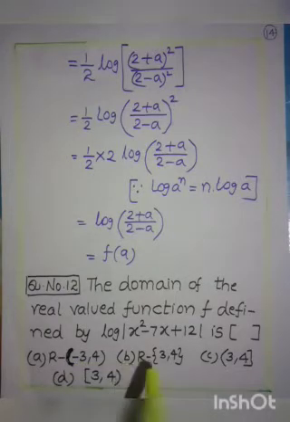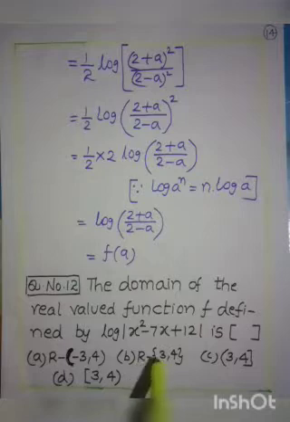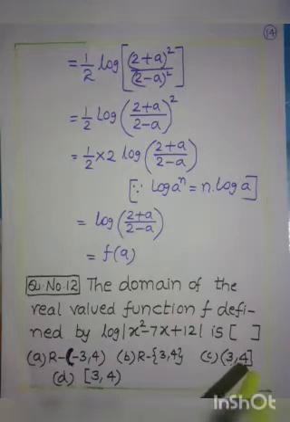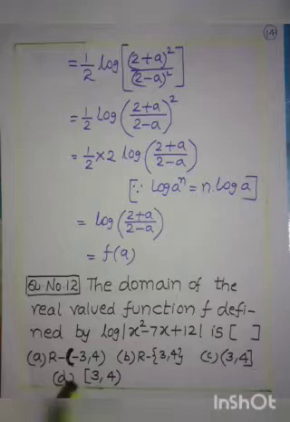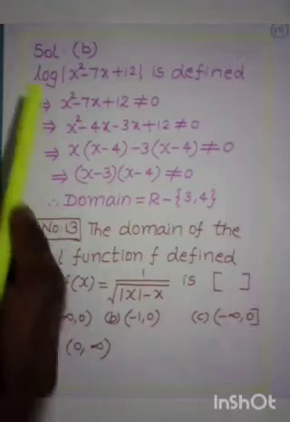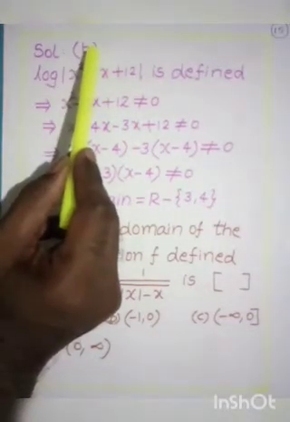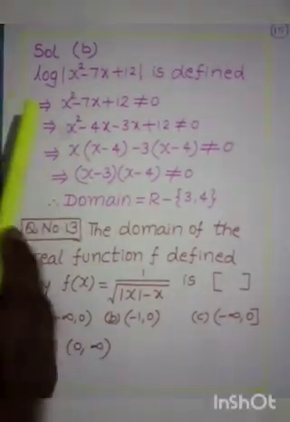Second option B is R minus the set 3 comma 4. Option C is left open 3 comma 4 right closed interval. Option D is left closed 3 comma right open 4 interval. Understood, my dear children? Here the solution is the second option, that is B. Let us see the explanation.